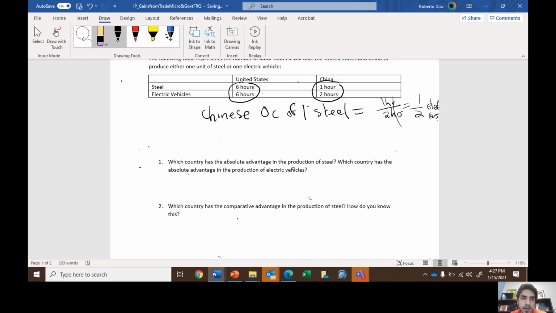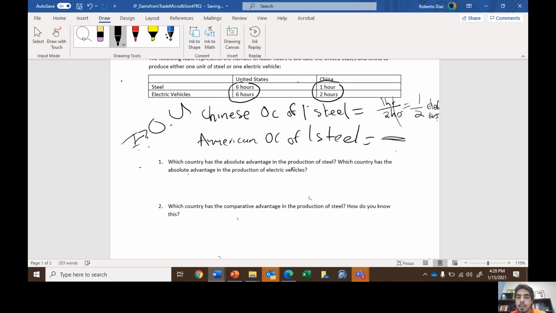I can do this again to find the American opportunity cost of 1 unit of steel, and then I'm going to go ahead and answer the rest of the questions. American OC of 1 steel. And remember, for input data, other under. For this one, it really doesn't matter, right? And then we come at 1 electric. Or I'm just going to put car, and it's easier just to put car.